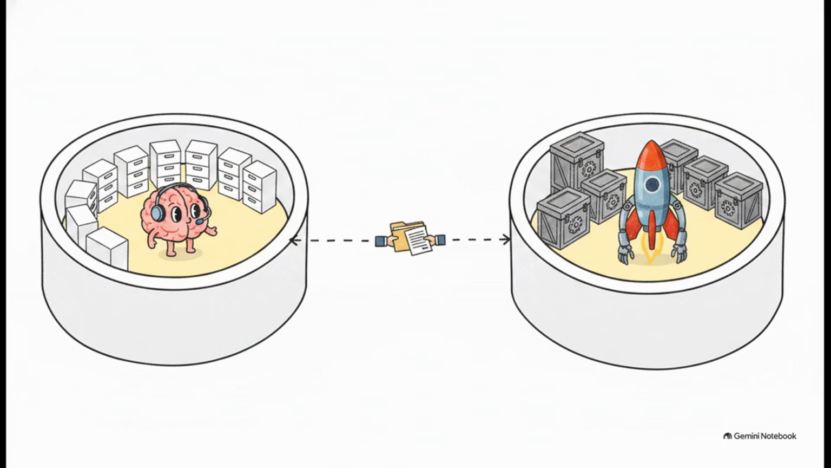If our manager wants the worker to process a massive spreadsheet, the manager has to physically hand a copy of that spreadsheet over to the worker's desk.